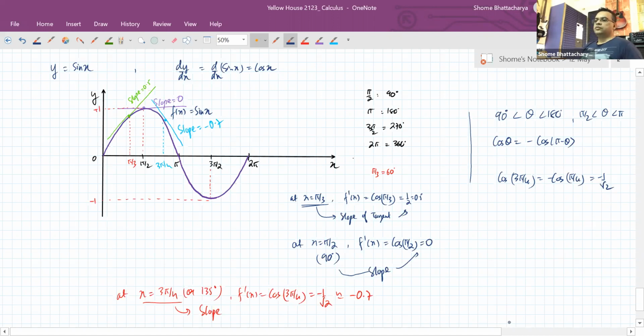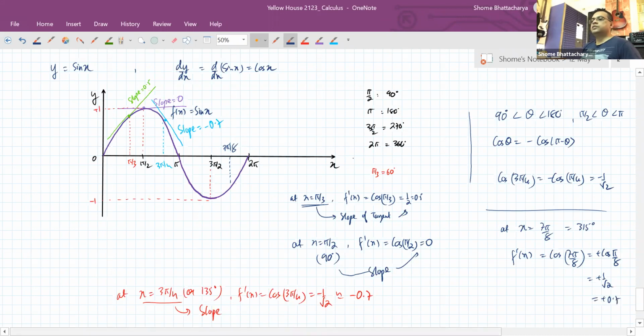Similarly, let's take some point in the fourth quadrant. So let's take this point, 7 pi by 4, that is 315 degrees. The derivative of the function would be cos 7 pi by 4, so that would actually be plus cos pi by 4, because in the fourth quadrant cos is positive. So it would be plus 1 by root 2 or plus 0.7. You can see that at this point, if I draw the tangent, it has a positive slope. But at the same time, the curvature is very similar to this point.